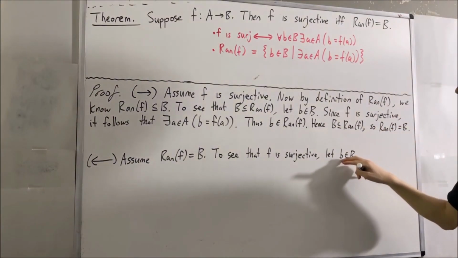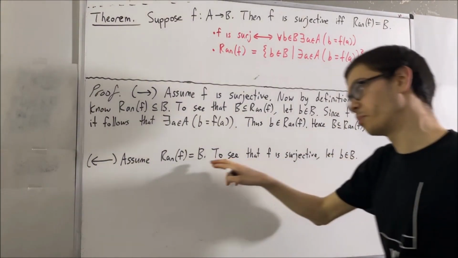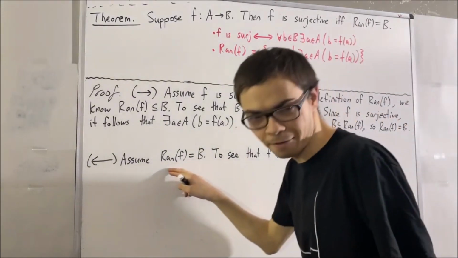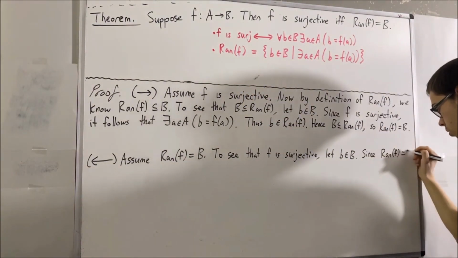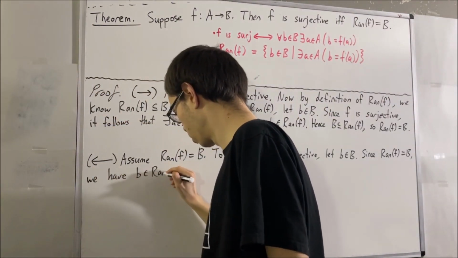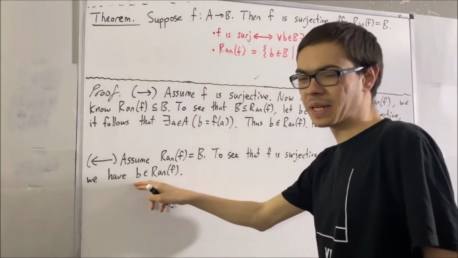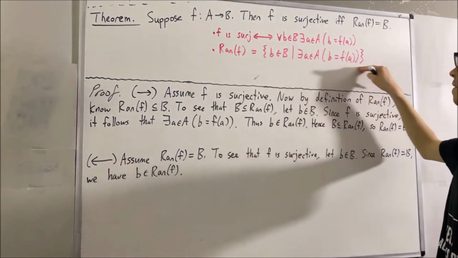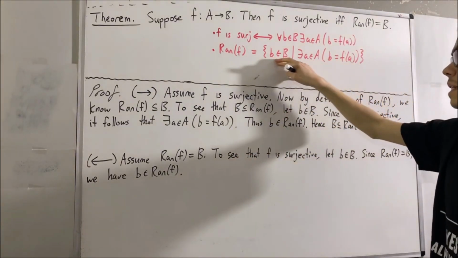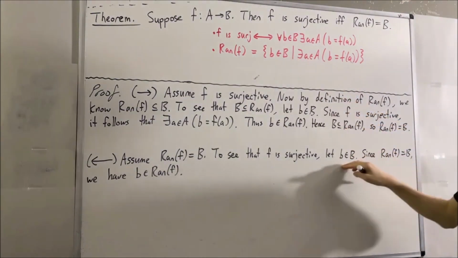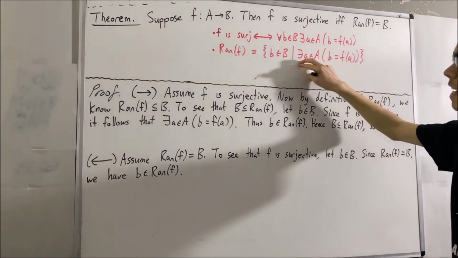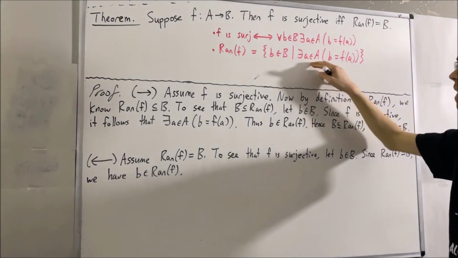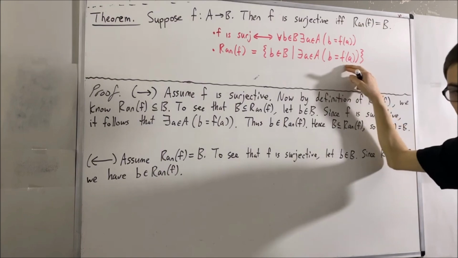Now, because b is an element of B, and B is equal to the range of f, this means that b is an element of the range of f. What does it mean for b to be an element of the range of f? It means that b is an element of this set. So really we have that b is an element of B, which we already know, but also b satisfies this property. So we can conclude that there exists an element a in A such that b equals f of a.